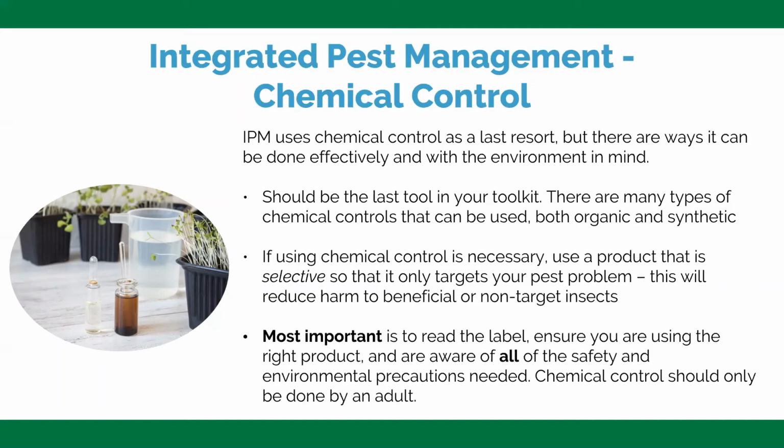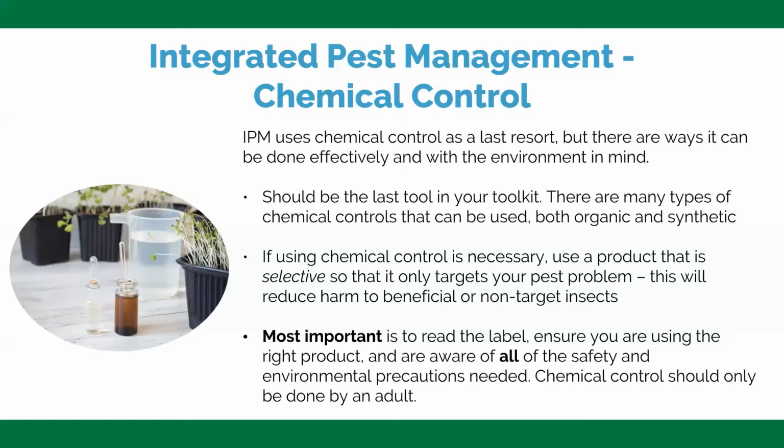So lastly, we're going to talk about chemical control. IPM likes to use chemical control as kind of a last resort, but there's a lot of ways it can be done very effectively and with the environment in mind. We like to think of it as the last tool in your toolkit. There's a lot of different types of chemical controls, and these can be both organic or synthetic. If using chemical control is necessary, use a product that's selective if you can, so that it only targets your pest problem. This can be really good for helping reduce harm to beneficial or non-target insects.